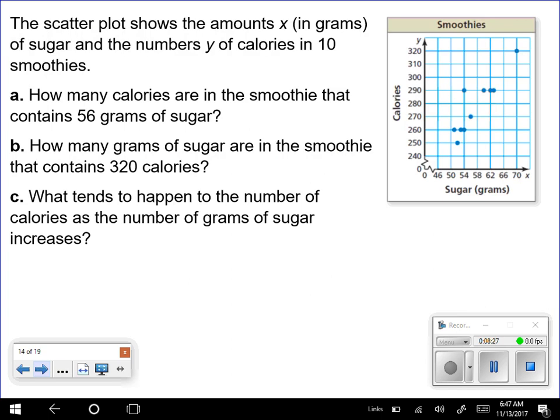So we looked at these, just how to read a scatter plot. How many calories are in the smoothie that contains 56 grams? We went over to 56, we went up to the calories. That would be 270. Okay, how many grams of sugar in a smoothie that contains 320 calories? Went up to the 320. That would be 70 grams. Okay, and what tends to happen to the number of calories as the number of grams of sugar increases? Well, as sugar increases, calories also increase. So this is a positive correlation.